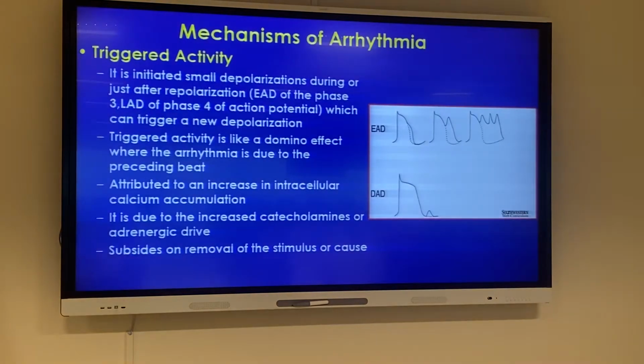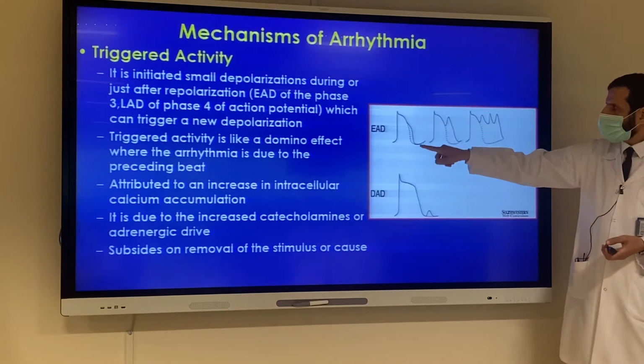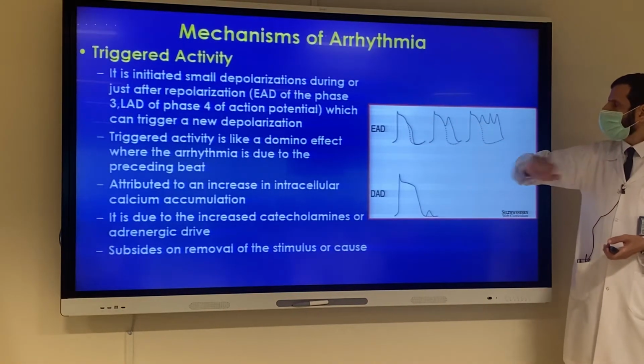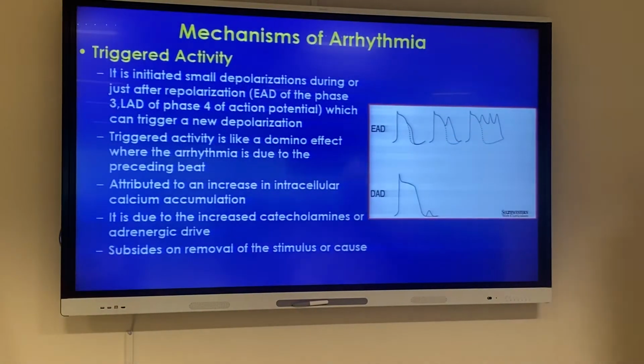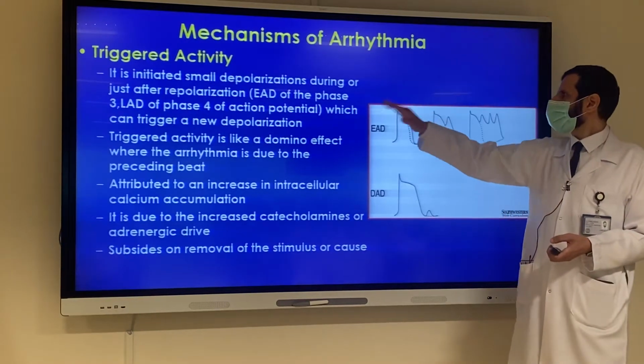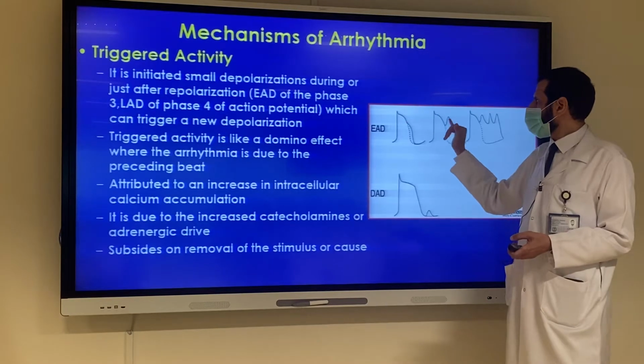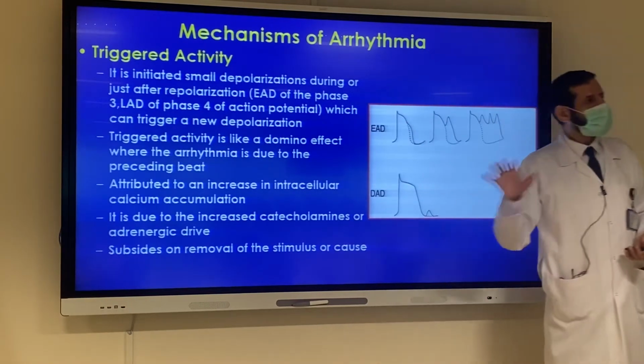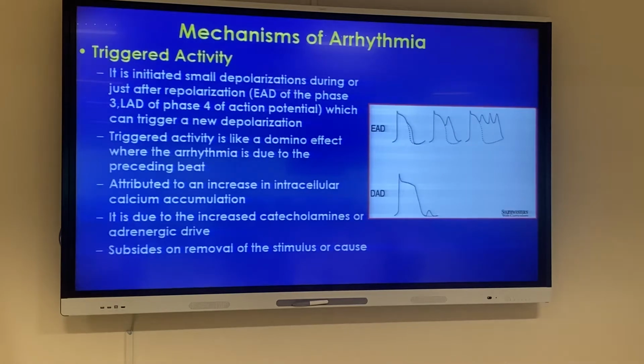Second one is called triggered activity. We know normally action potential has depolarization, then repolarization phase, and goes down to the baseline. If during repolarization we have a depolarization, and that depolarization triggers another depolarization, and another, and another, that's why it's called triggered, it will produce tachycardia. Usually polymorphic VT is produced by this mechanism, abnormal activity due to triggered activity. It could happen in phase 3, called early, or phase 4, called delayed. Again, just remember the name. Remember, triggered activity is a mechanism of tachyarrhythmias, not bradyarrhythmias.